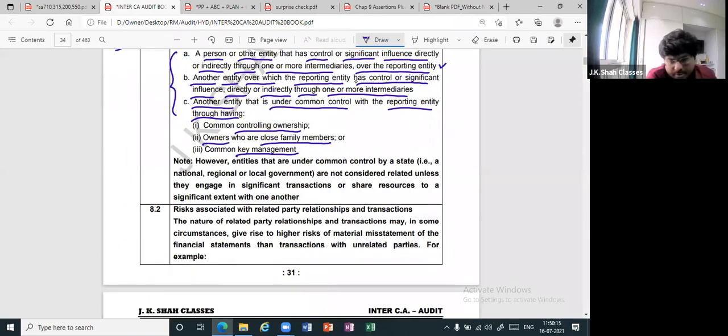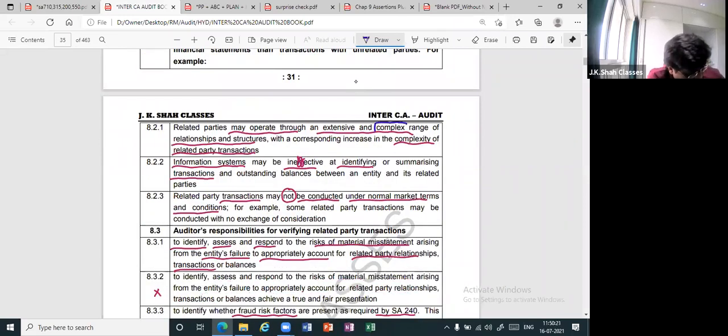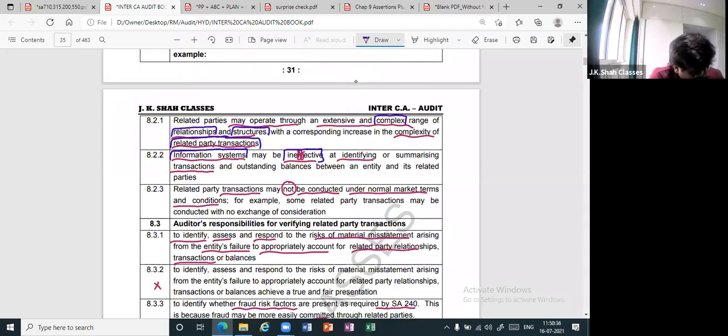Thereafter, risk associated, not required. Risk associated, see, there may be nothing but complex relationships and structures, which will give rise to complexity of the transactions. Then there are information systems which are ineffective. Then the transactions may not be conducted under normal market terms.